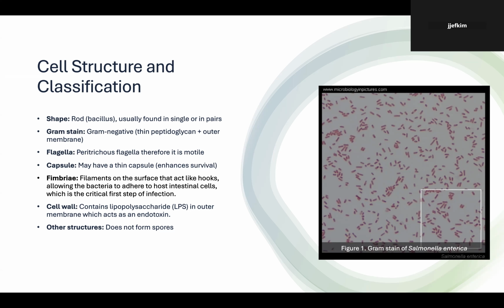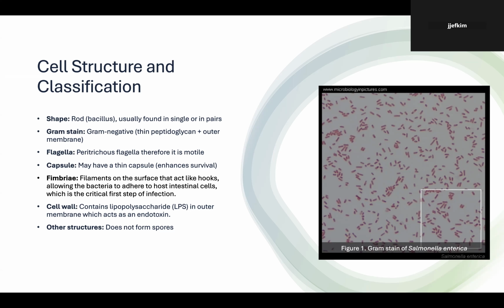This bacterium is motile due to its peritrichous flagella, which are flagella spread all over the surface of the cell. These help the bacterium move toward nutrients or favorable environments, such as the lining of the intestines. Some strains also have a thin capsule that provides extra protection and increases their chance of surviving inside the host.